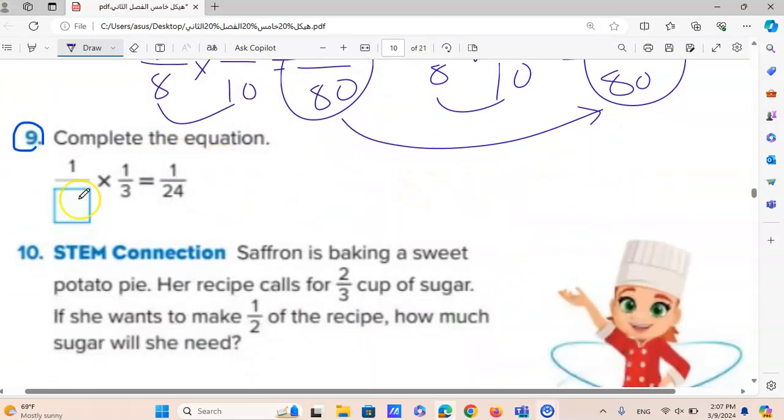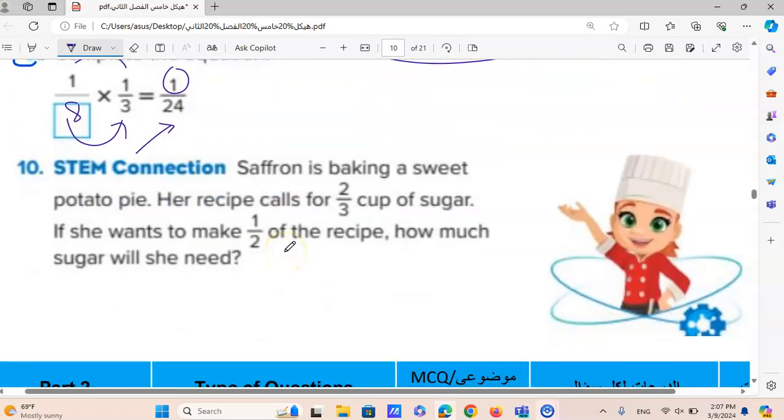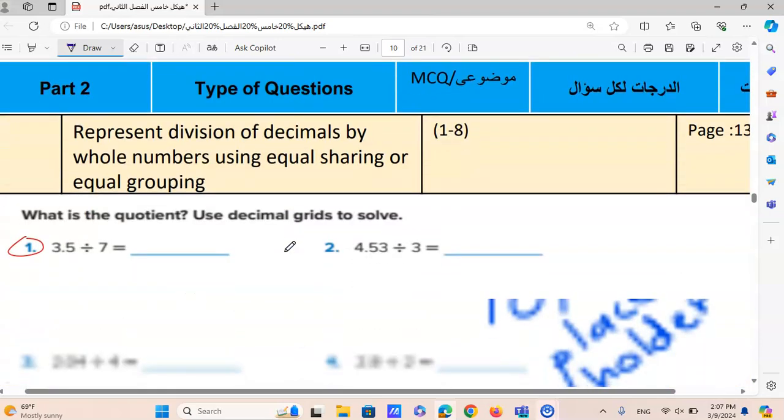Here you have to find the missing number. This, I think, will surely come in the exam. How do you find the missing number? Multiply 1 by 1 equals 1, correct? But here, when you multiply a number by 3, it gives you 24. What is the number you multiply by 3? It's 8. It's up to you and how you remember the times table.